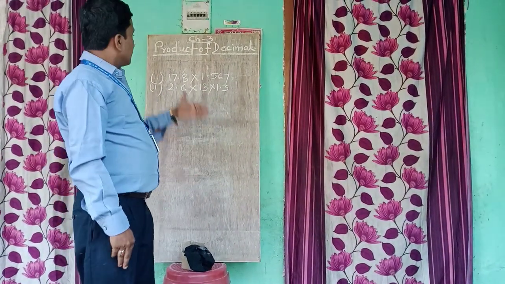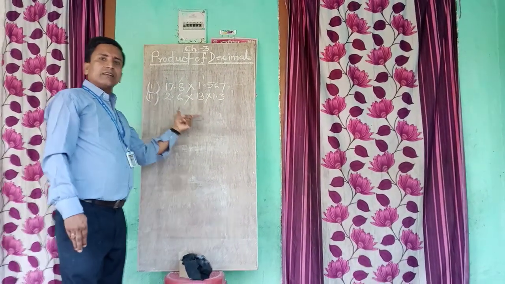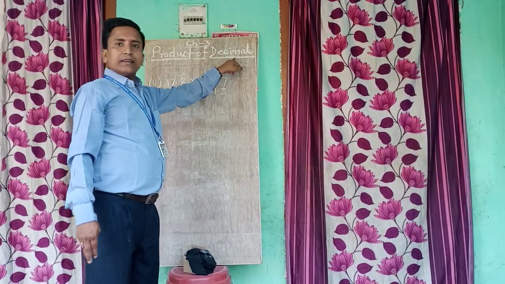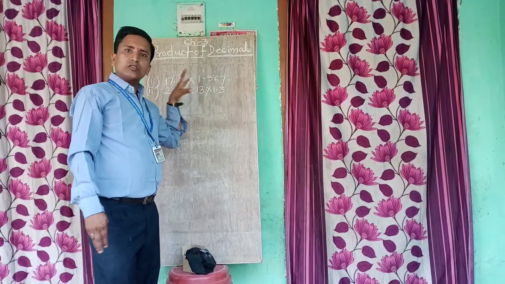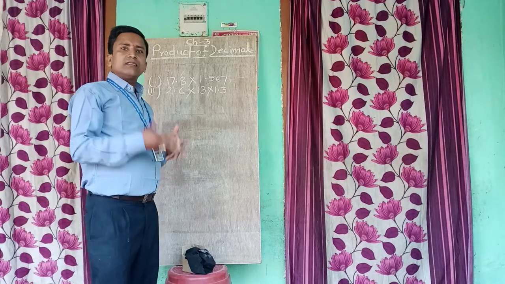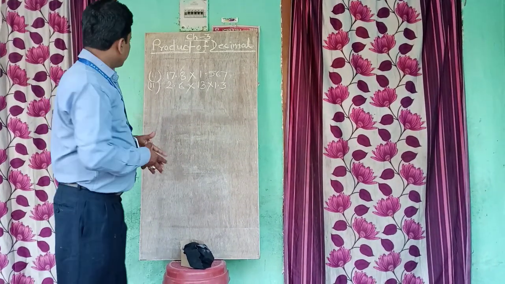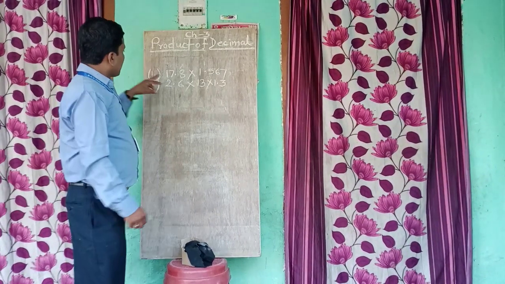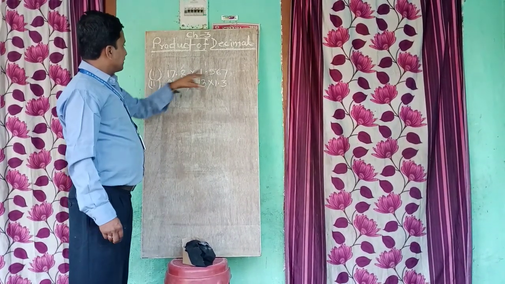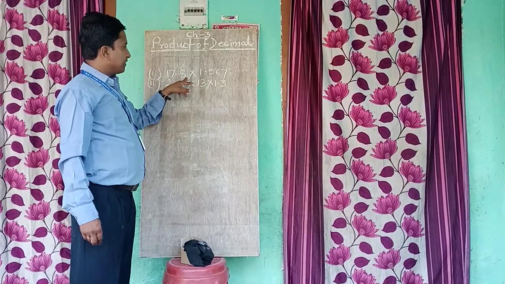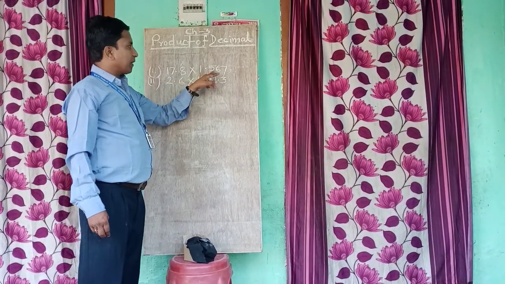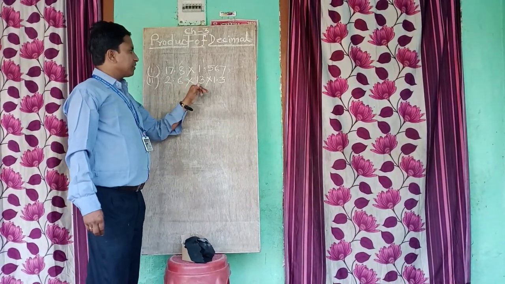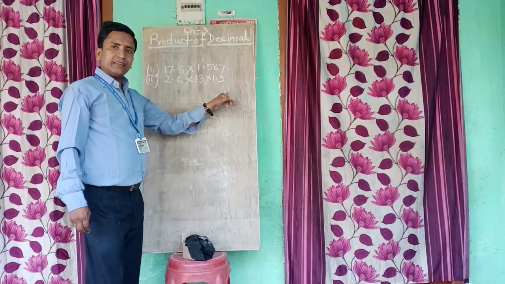Today's topic is related to decimals. The product of decimals: how we can multiply decimal numbers. I have selected two questions. One is this: 17.8 multiplied by 1.567. Second is 2.6 multiplied by 13 multiplied by 1.3.